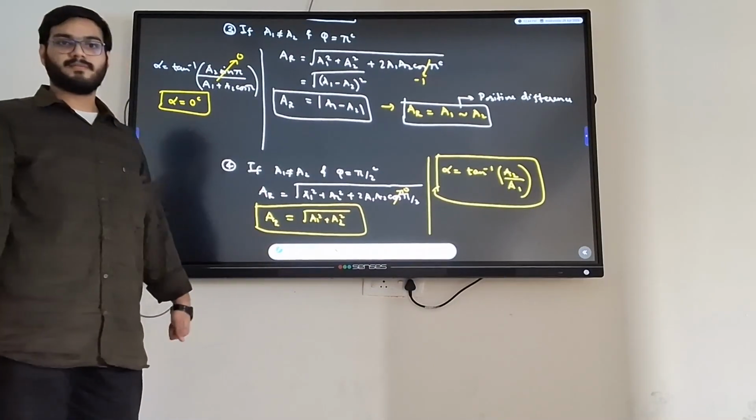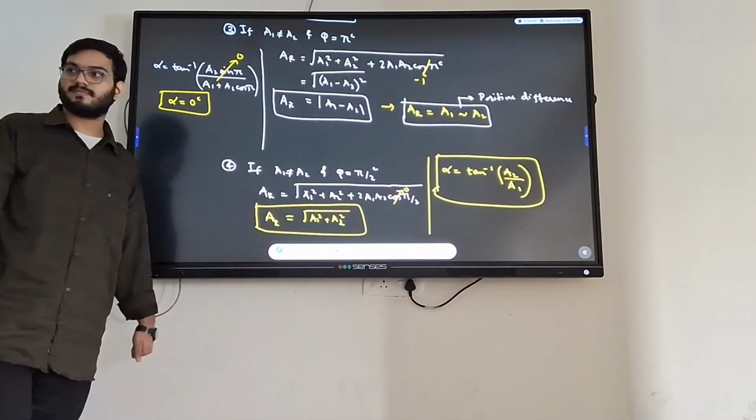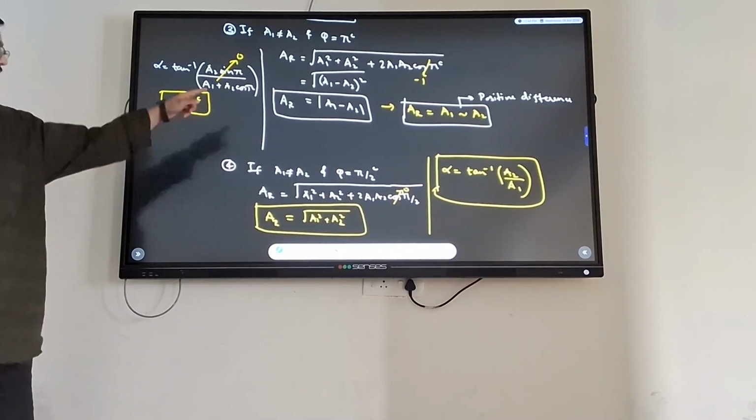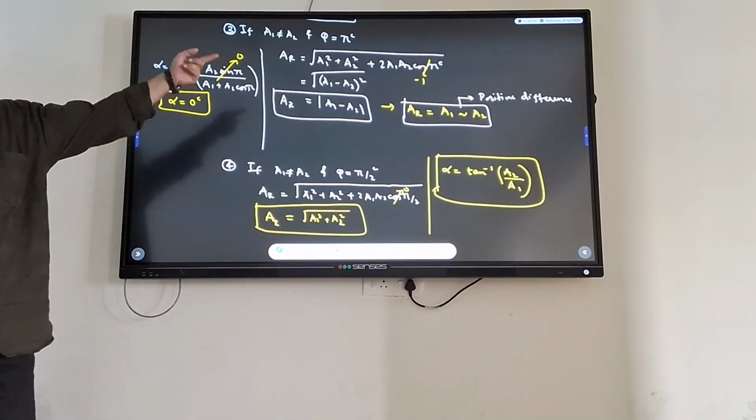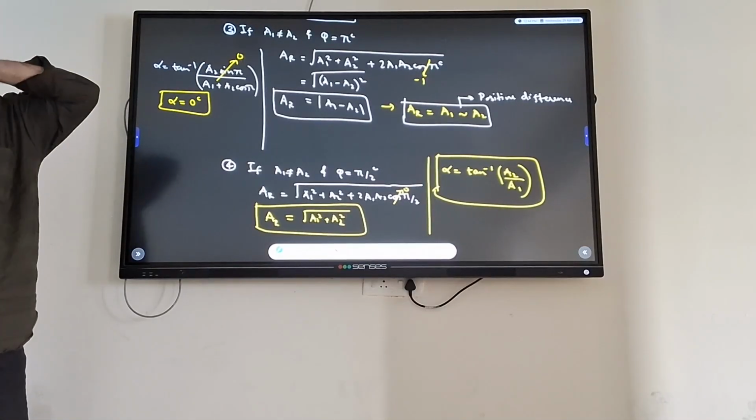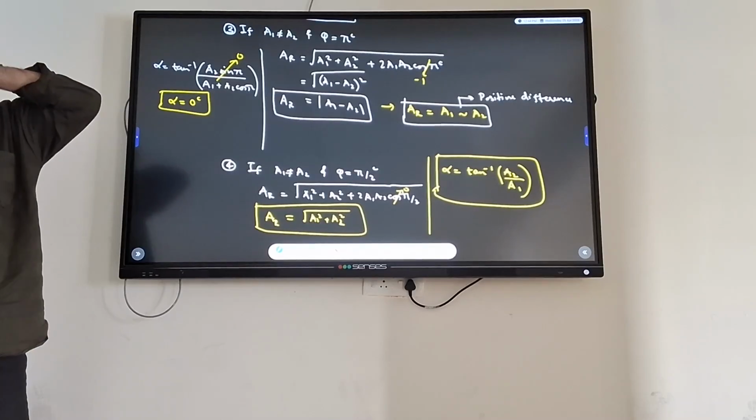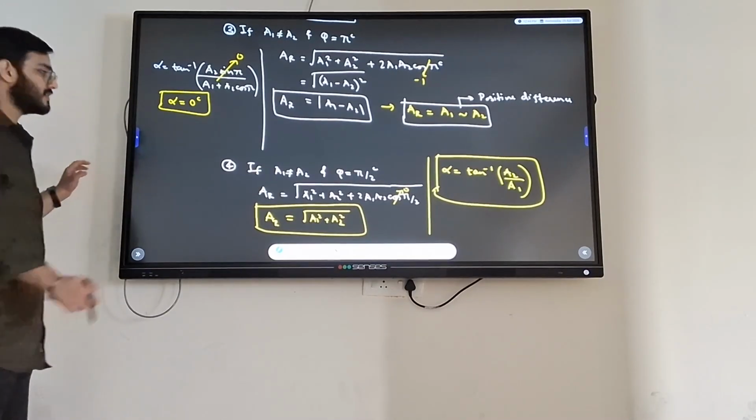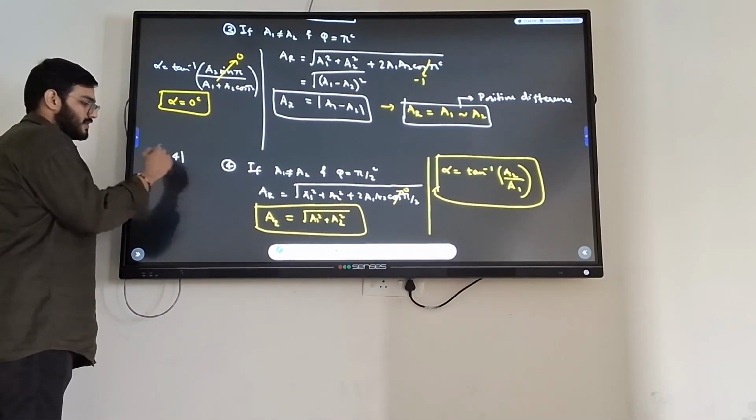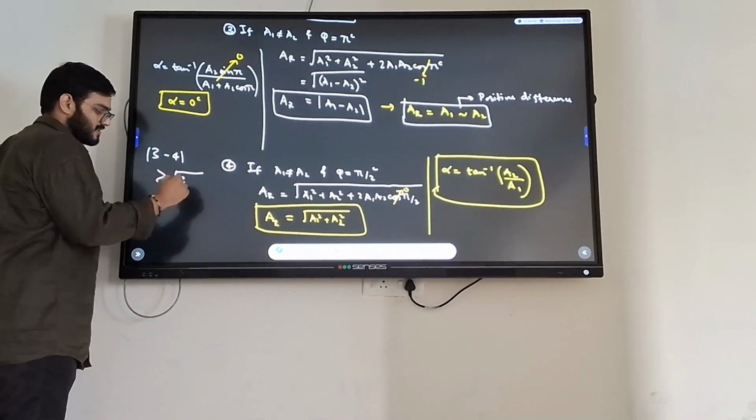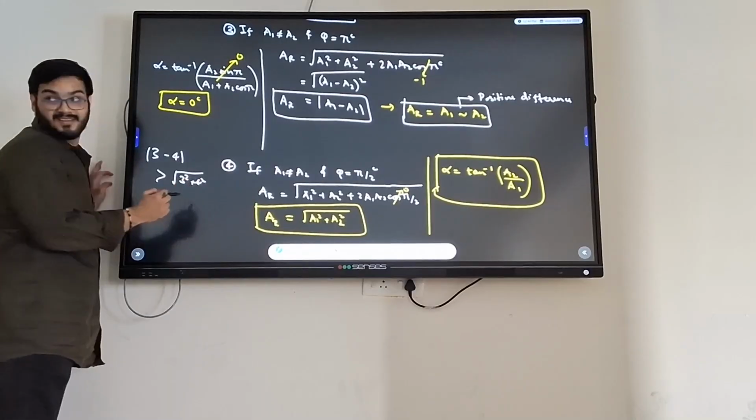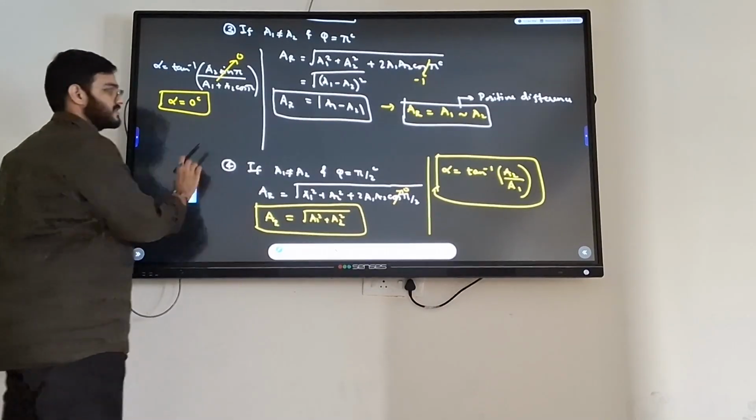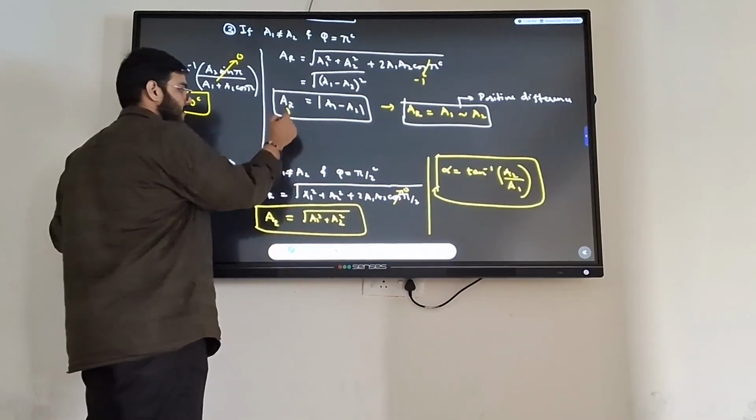Case 1. So fourth case, when phi is equal to pi by 2. Pi by 2 or pi? Pi by 2. A1 minus A2 is greater than the square root of A1 square plus A2 square? So then where is the minimum coming? Minimum at pi radian. So this is AR min.